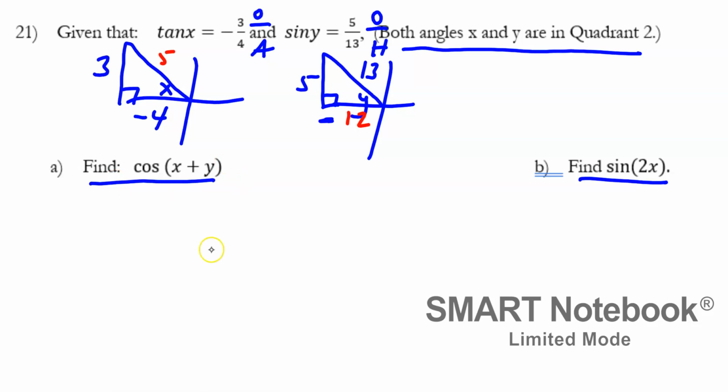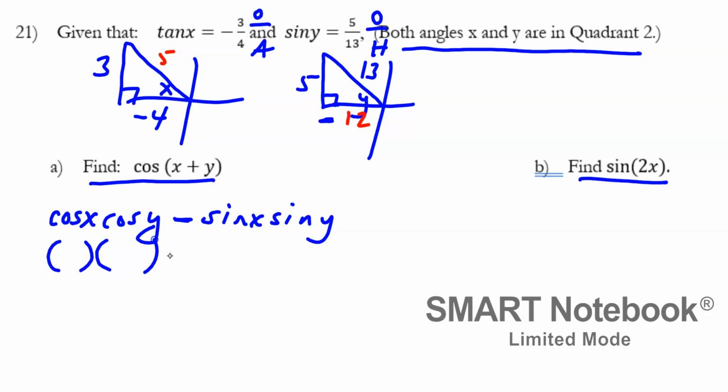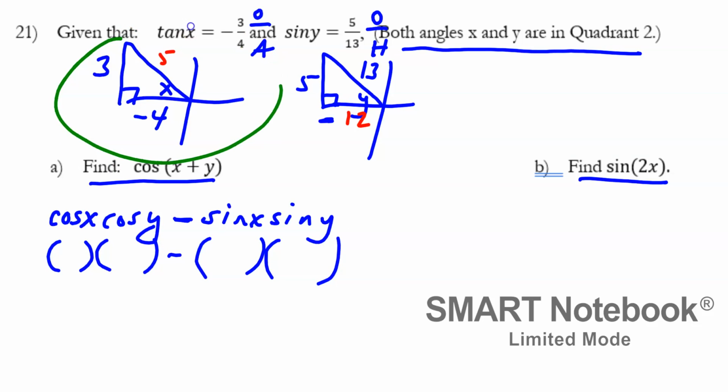If you have your identity sheet in front of you, this is an identity. Cosine of x plus y is the same as cosine of x, cosine of y, minus sine x, sine y. And so what we're going to do is plug in the ratios that we can find from our triangles. I'll use colors here. I'll circle this one in green. Cosine of x is adjacent over hypotenuse, so this is negative 4/5. Sine of x, right here, is opposite over hypotenuse, which is 3/5.